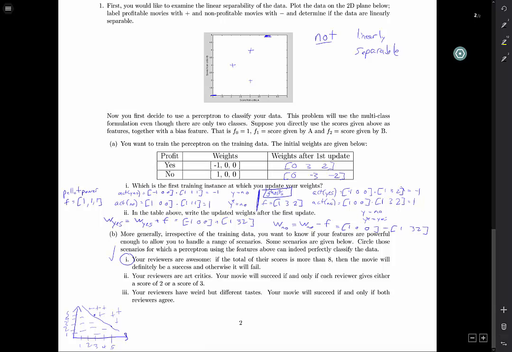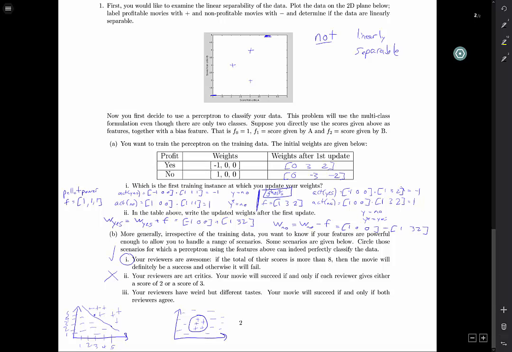Now they say your reviewers are art critics. Your movie will succeed if and only if each reviewer gives either a score of a 2 or a 3. So again, we can plot this. It only succeeds if it's a 2 or a 3, so it's going to be this middle region, and anything else outside of it will be a failure. So if we want to separate the pluses from the minuses, we'd have to draw a circle around the plus. That's the only way we can do it. We only can do lines, therefore there's no way we can draw a line that separates the pluses from the minuses. So we cannot use our current features to successfully separate those.